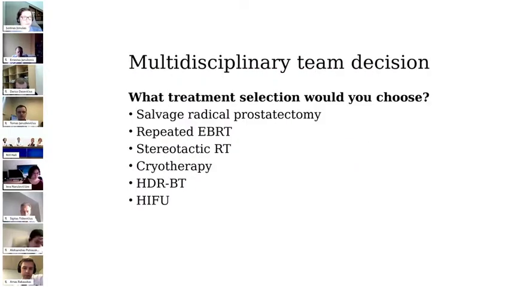There's a time for a multidisciplinary team decision. So what should our following actions be? Would you be so kind as to discuss? So maybe now we'll start with the radiotherapists.